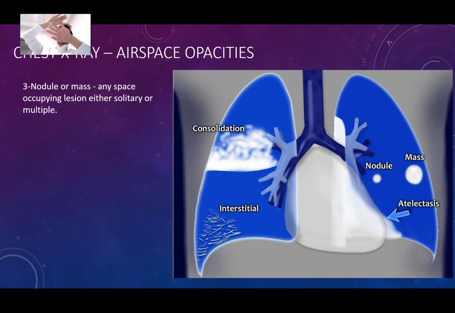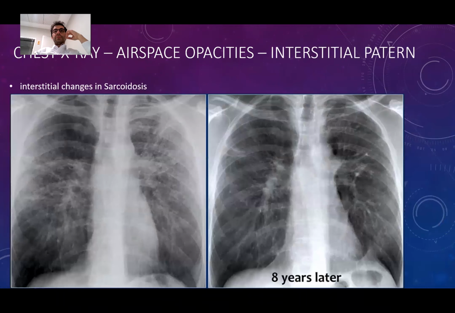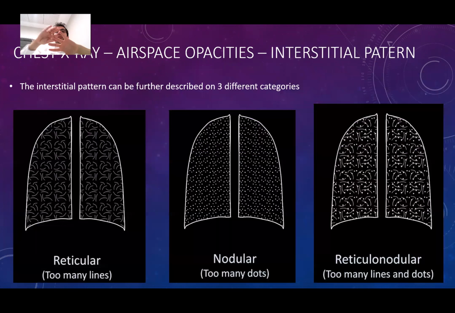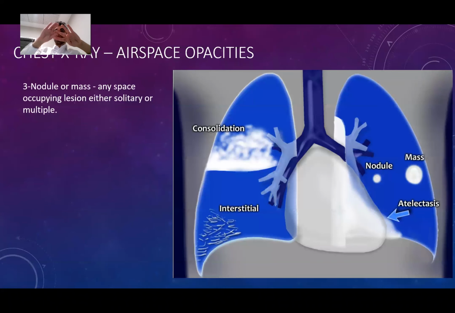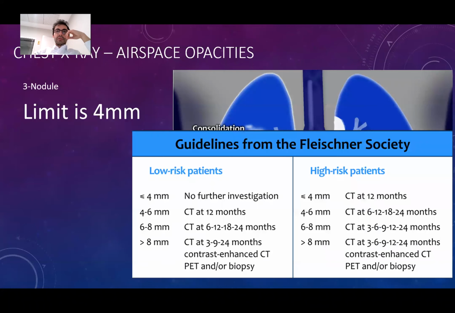Consolidation is actually alveolar opacity, and it has only one terminology. When it comes to interstitial opacities, we were talking about 2 different types: reticular or nodular types, or reticular nodular types, both of them together. These are all types of interstitial opacities. Then we come to nodules, mass lesions, and then atelectasis, and that covers all of airspace opacities.